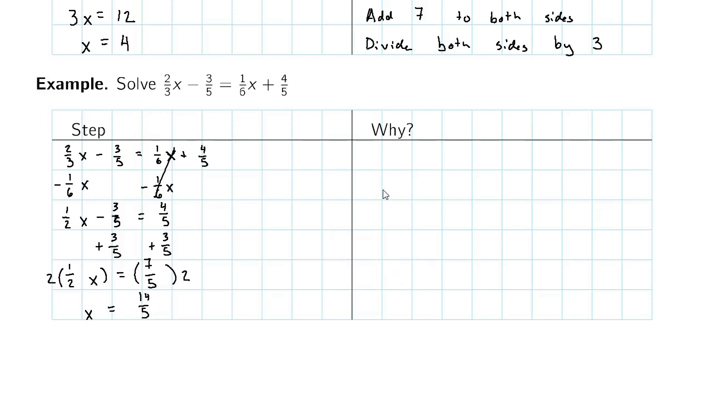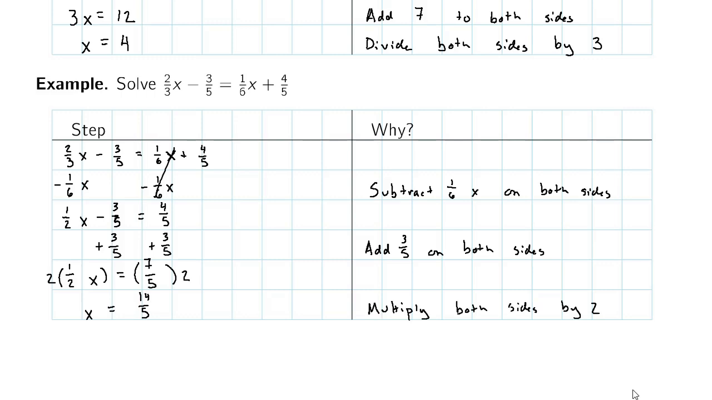Right, so what did we do? We subtracted 1/6 x on both sides. We added 3/5 on both sides. And finally, we multiplied both sides by 2 to get x equals 14/5.